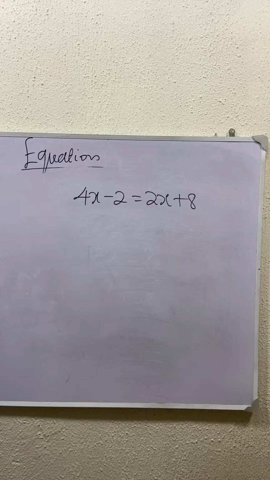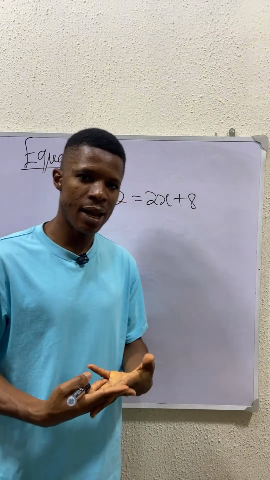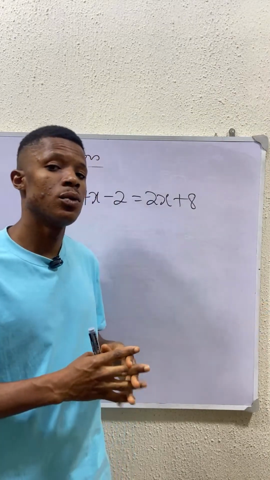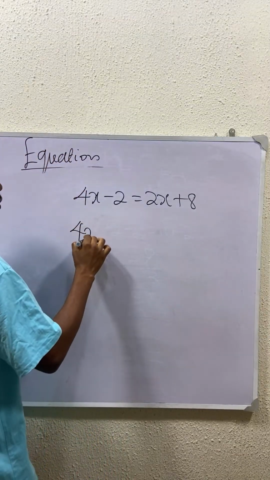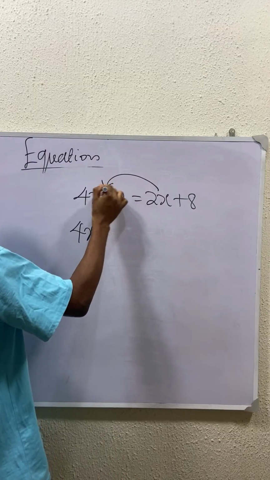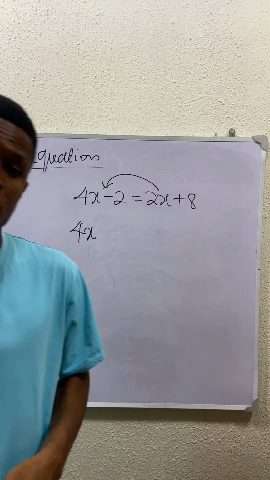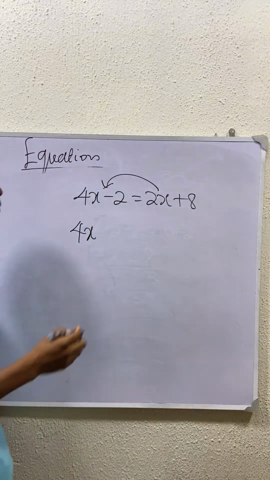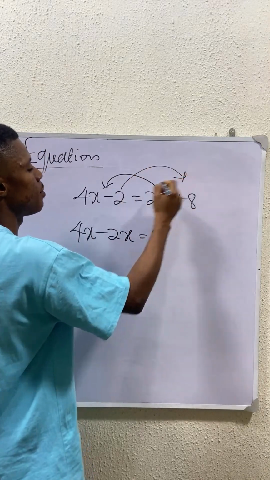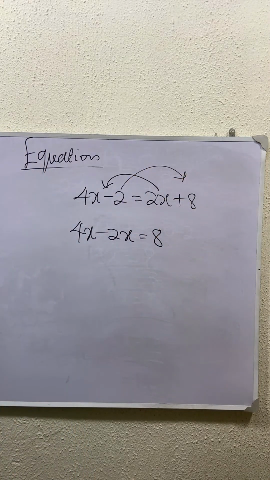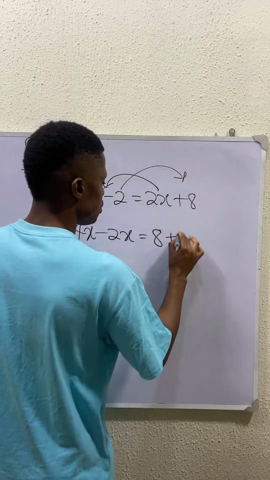First thing, we collect like terms. In collecting like terms, we bring the variables together and the constants together. So we have 4x is the starting one. Then when 2x crosses the equality sign, or we say subtract 2x from both sides, we have it as minus 2x, and that's equals to 8. Then this minus 2 is crossing the equality sign, or basically we say add 2 to both sides, okay? And when we add 2 to both sides, we have it as plus 2.